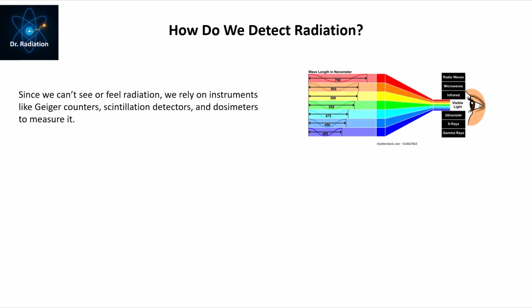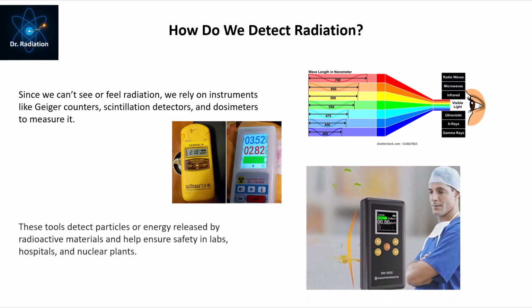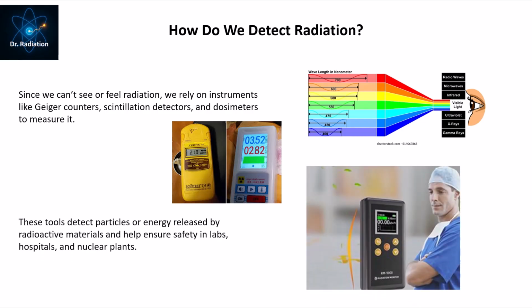Since we can't see or feel radiation, we rely on instruments like Geiger counters, scintillation detectors, and dosimeters to measure it. These tools detect particles or energy released by radioactive materials and help ensure safety in labs, hospitals, and nuclear plants.